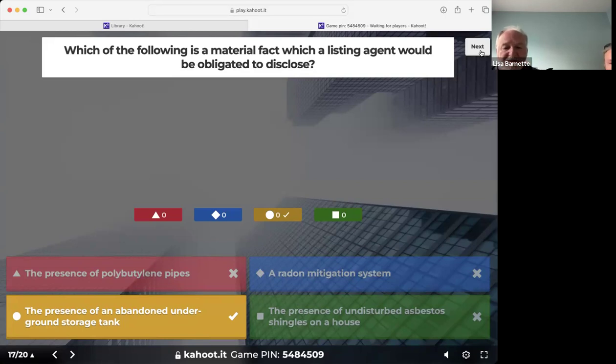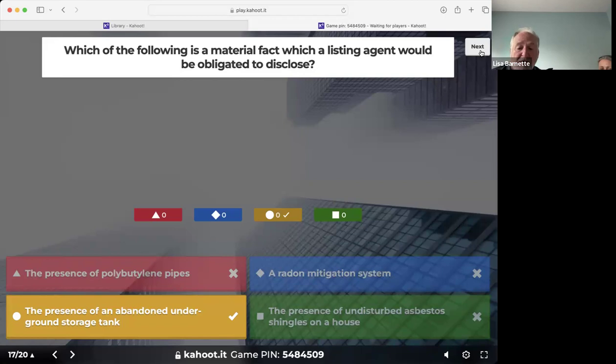Radon mitigation system is interesting. You would think that with a radon mitigation system, you're like, hey, it looks like you had a radon problem here in the past, but that's not necessarily true. A lot of new homes today actually put in passive radon mitigation systems, and so it wouldn't necessarily be material. And if they put in an active system, which actually has the fans in it, it's kind of obvious at that point because you will see the unit that drives the system.